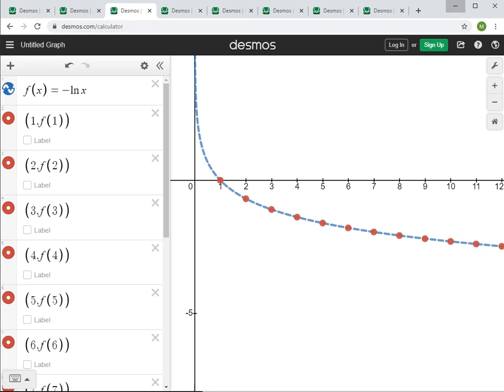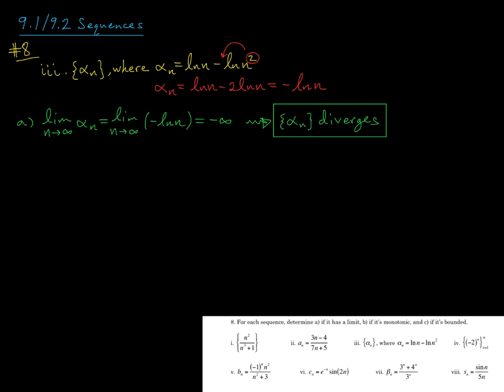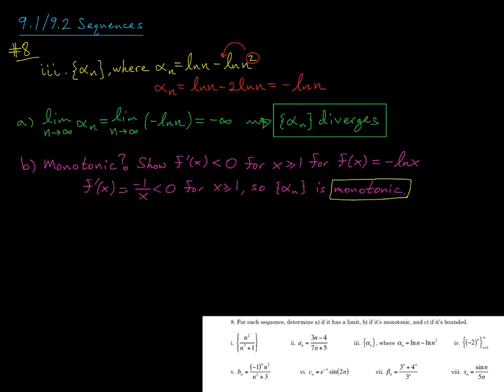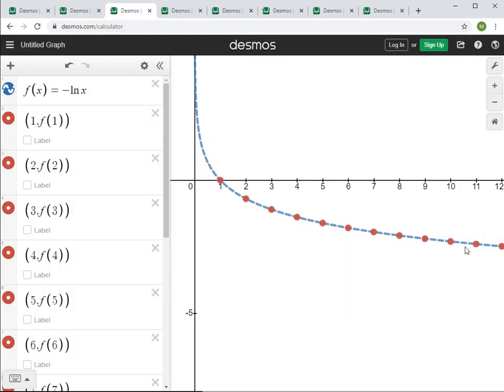How do we prove it? Well, again, we'll use the derivative. So take the derivative of the function negative natural log of x, which is not bad. F prime is just negative 1 over x, right? Because the derivative of log x is 1 over x. And this thing is negative for x greater than or equal to 1, certainly. And so, yes, this thing is monotonically decreasing.